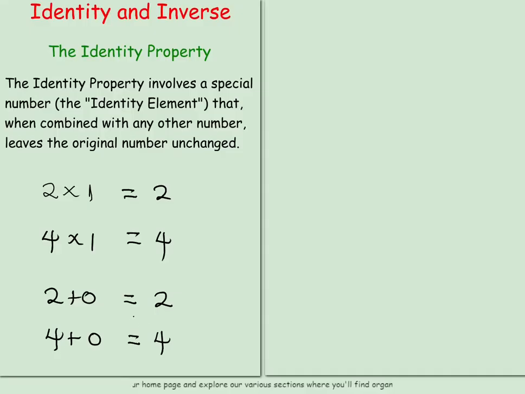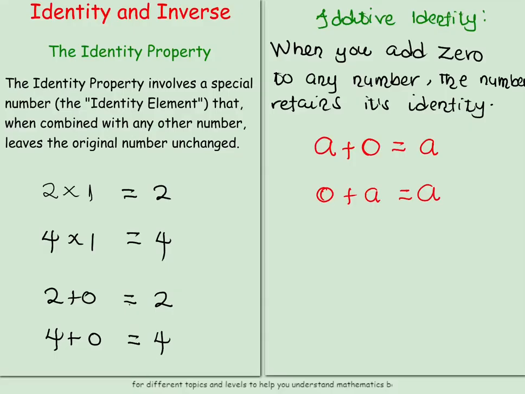This gives us two identities. We call them the additive identity and the multiplicative identity. Let me take that again. We call it what? The additive identity and the multiplicative identity. So we would say that when you add 0 to any number, the number retains its identity, and hence 0 is the additive identity.